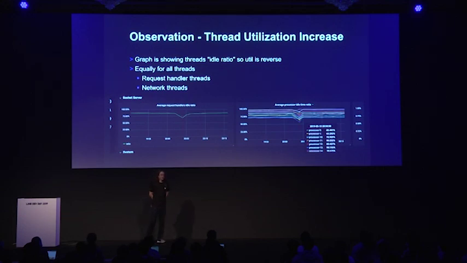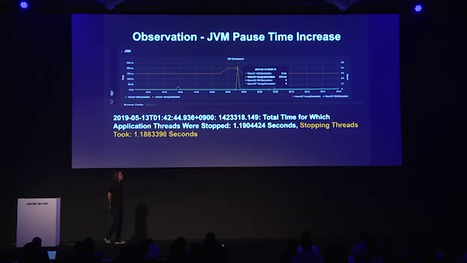The first is that the utilization of threads was increasing. Kafka contains several thread pools, and we found the utilization increase. As you can see, this shows the idle time of each thread, and the utilization in all threads is increasing.